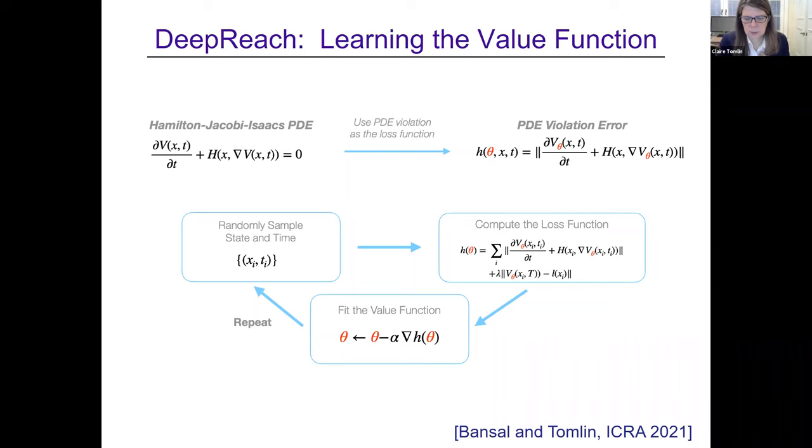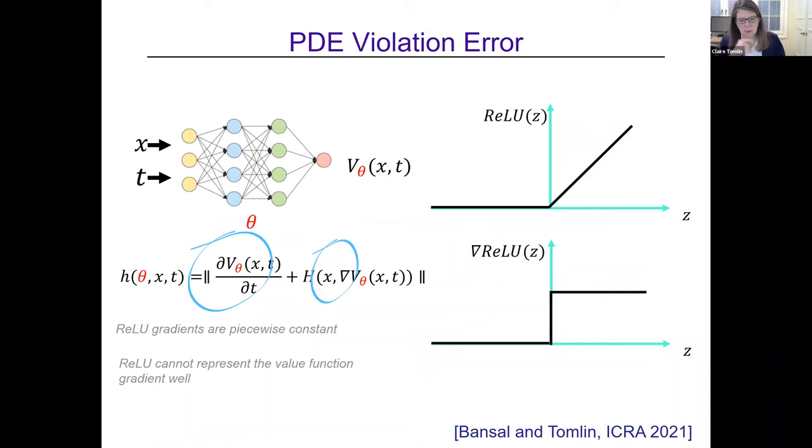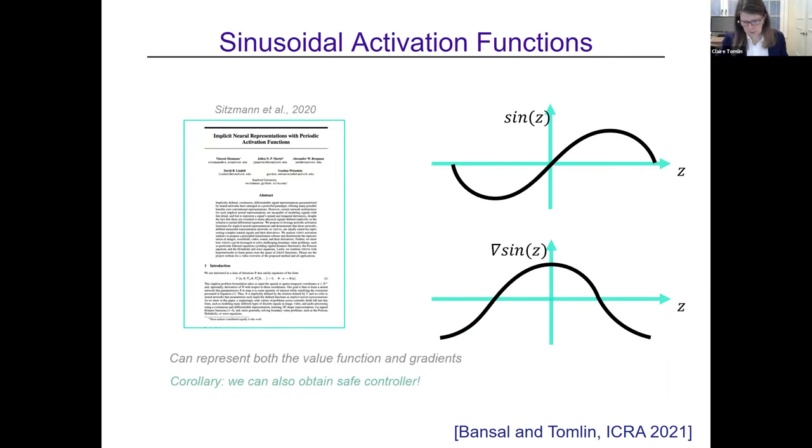So there's a number of details here which are interesting, namely that the PDE violation error depends on gradients. And so we have to compute the gradient with respect to time and the gradient with respect to space, as we talked about earlier. So it becomes really important what kind of neural network you use. For example, with a ReLU, if we look at the gradients of those ReLUs, we get these discontinuities. So it leads to errors when trying to represent the value function gradients. So the key thing that Samuel did was to use a fairly recent paper on sinusoidal neural networks, which came out of the vision community. And they're effective at representing both the underlying function as well as the gradients. So the gradients of these sinusoids are also smooth.